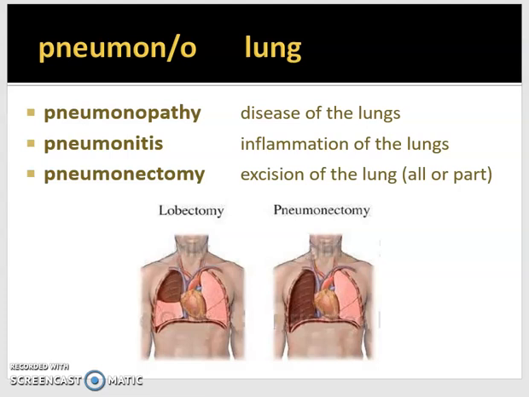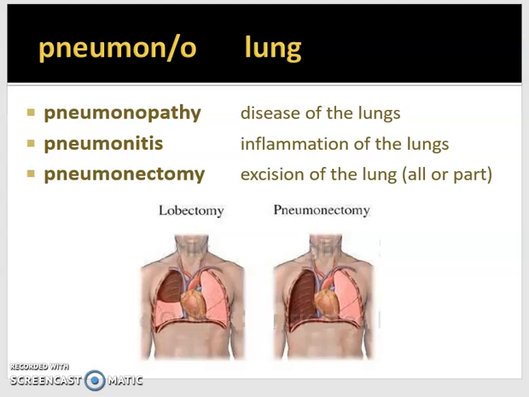And that's any disease of the lungs. So that's an umbrella statement that means something's up with the lungs. Nothing specific, but there's a pathology. Pneumonitis is a little bit more specific. That's inflammation of the lungs. A pneumonectomy is pretty darn specific. That's excision of the lung or part of a lung.